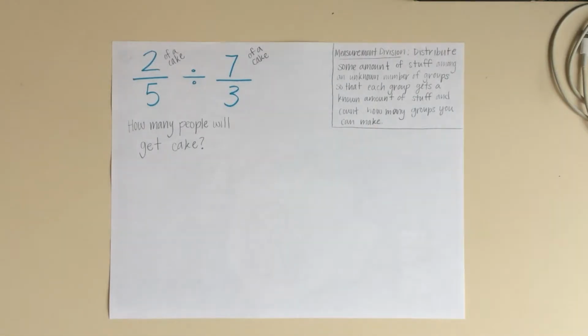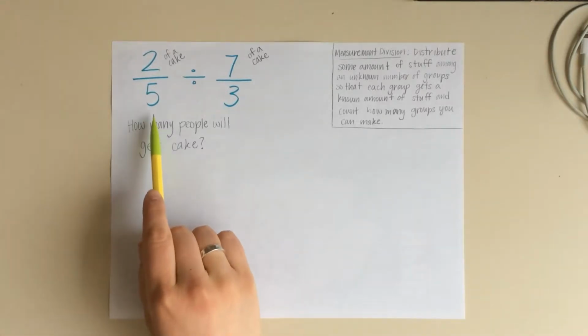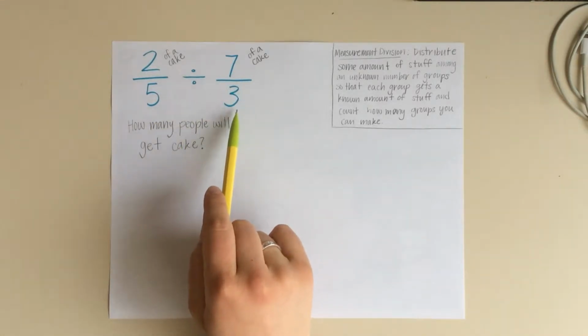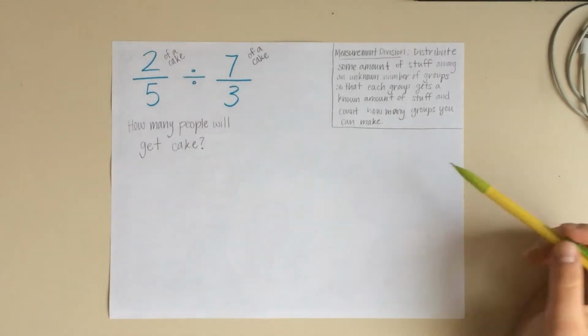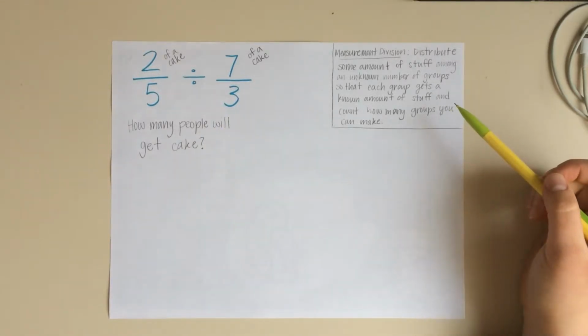Hi everyone, today we are going to be talking about measurement division of fractions. So the example problem that we have is 2/5 divided by 7/3. And first let's just start by reminding ourselves of what measurement division is.